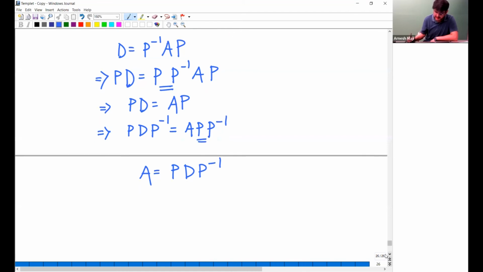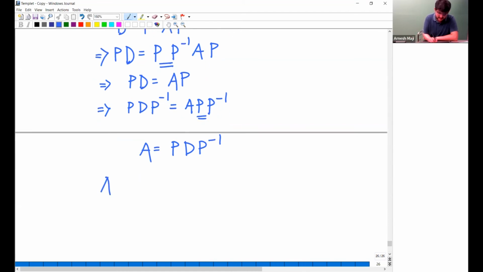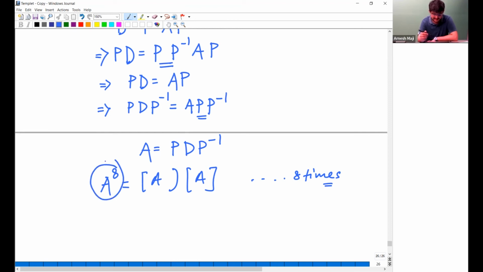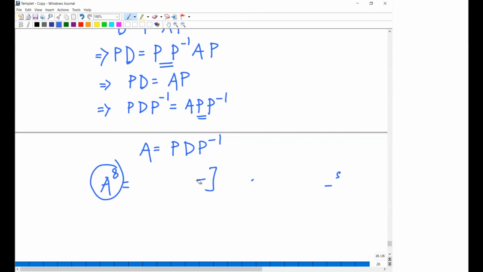Now, if you remember, the second part of the question was to find A raised to the power 8. One way of doing this is to multiply A 8 times. You can write A like this 8 times and multiply. If you have time, you can find the matrix A to the power 8 that way, but that will not be a smart way to do it, right? So we will not do that.